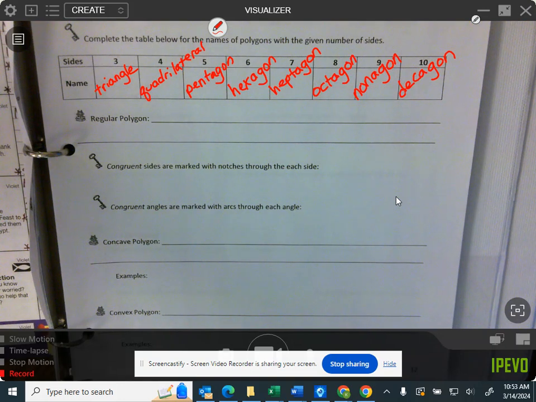Now, in our homework, you need to know this, so we're going to add it on to the end. A 12-sided figure is a dodecagon. A 12-sided figure is called a dodecagon.